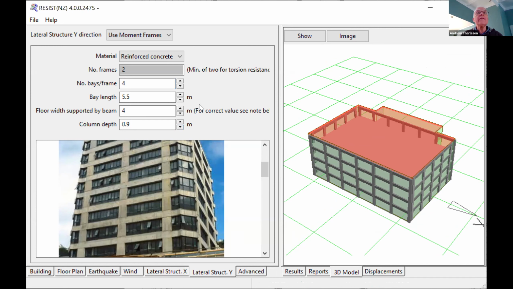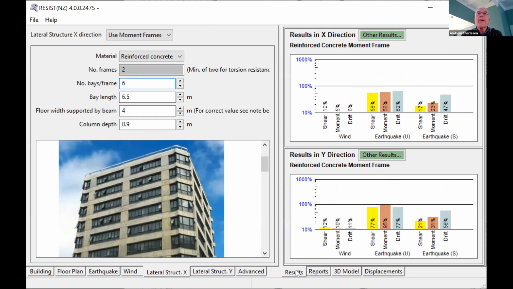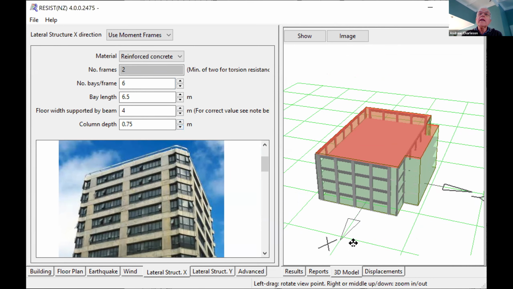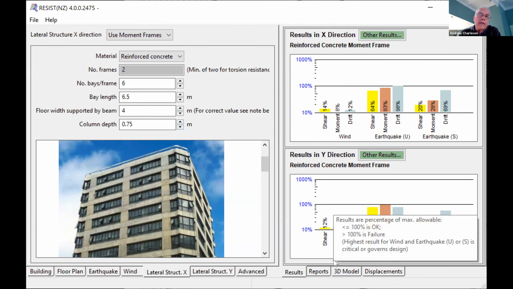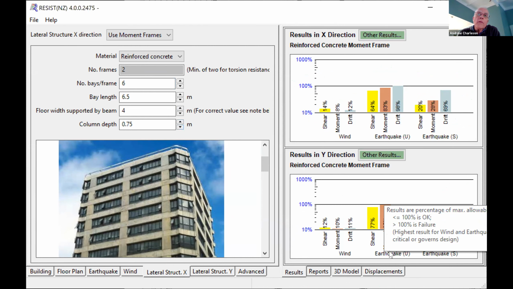So let's just say we've done some more soil investigations. We know we're on medium soil, and therefore I can go back to the X direction and I can reduce the sizes of the members there. There we are, to 0.75 meters. So now I have done a complete design. My results are close to 100%, which means my design is very economical. And I finished my design.